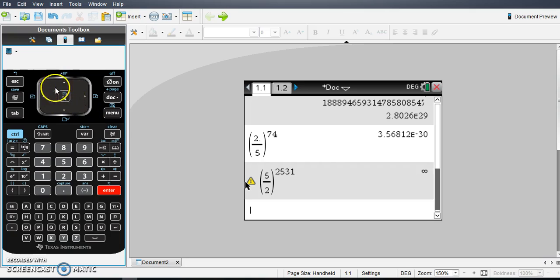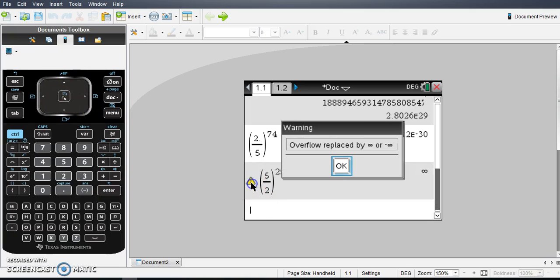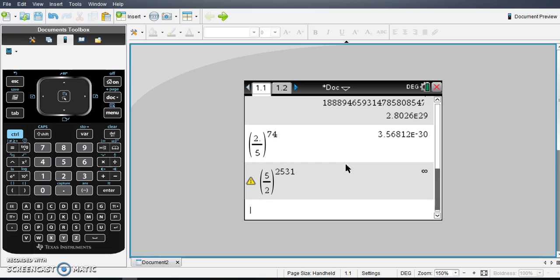And if I use this keypad here to hover and click on my error message, then it tells you what your error is. So it's an overflow, which means it's far too big for the calculator to deal with, and it's been replaced by infinity to let you know that it's a very, very big number. And of course, if it were a very, very small number on the negative side of things, then it would be negative infinity. So that's dealing with converting things to decimals, approximate and precise representations of numbers, also large and small numbers.